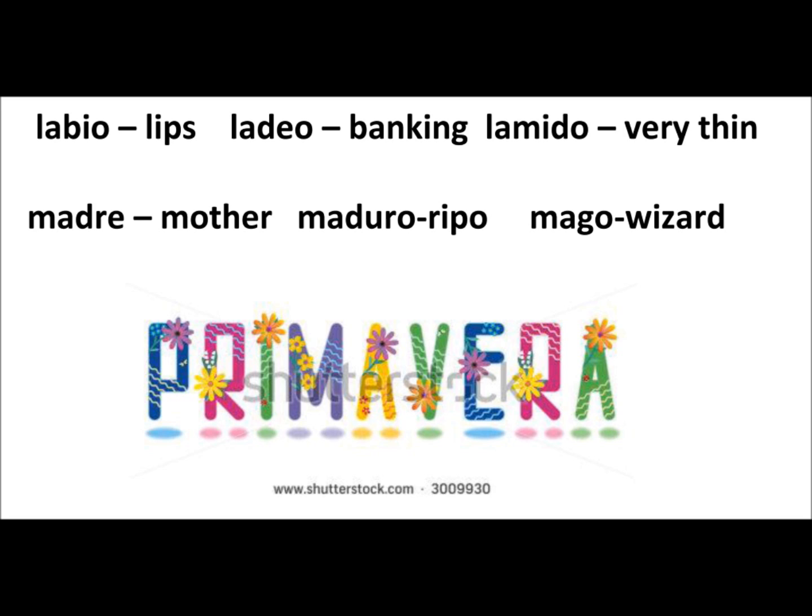The last word that we will pronounce of the K-A words, this word has the K-A kind of in the middle. It's spelled M-K-A-T-E. It's pronounced mkate. Mkate means bread in English.